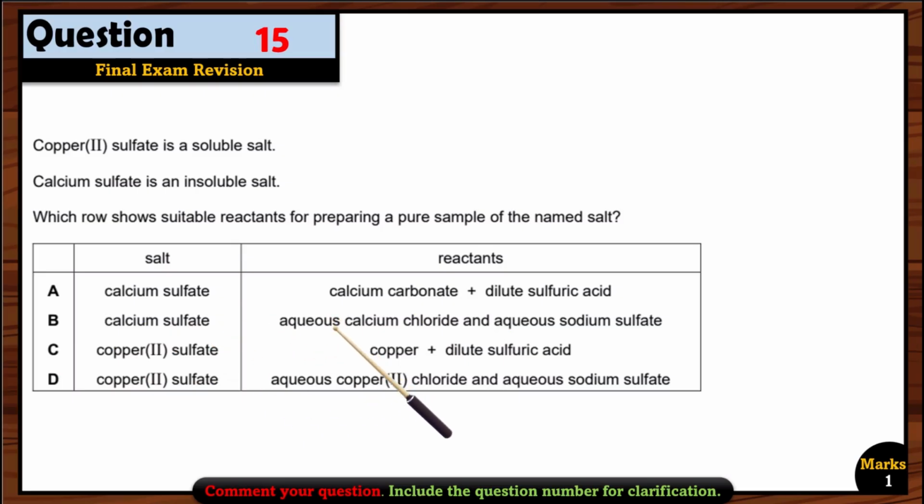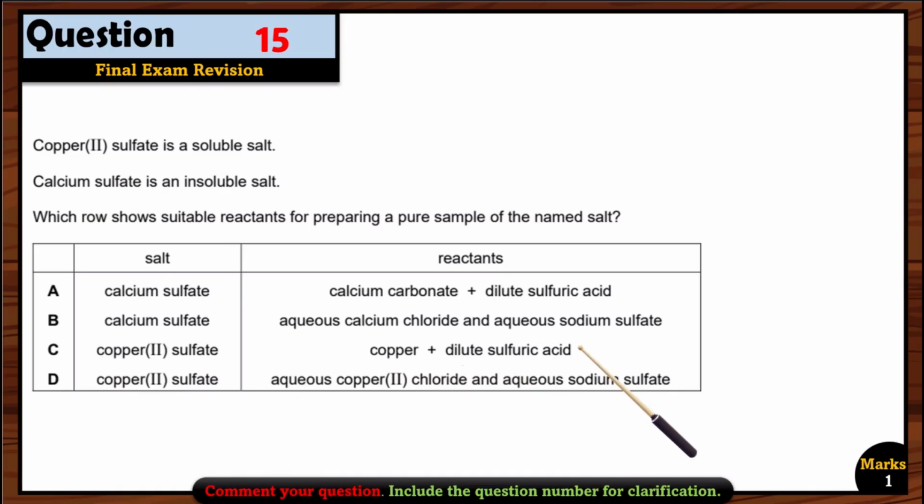Calcium sulfate is produced by using the reactants aqueous calcium chloride and aqueous sodium sulfate. Yes, this option is the best option. Why? Because both the reactants are soluble and it is giving you a product that is insoluble. So we can use a precipitation method to prepare a pure sample of calcium sulfate. Now for C and D, why are they not right? We have already chosen option B, but C and D we can check.